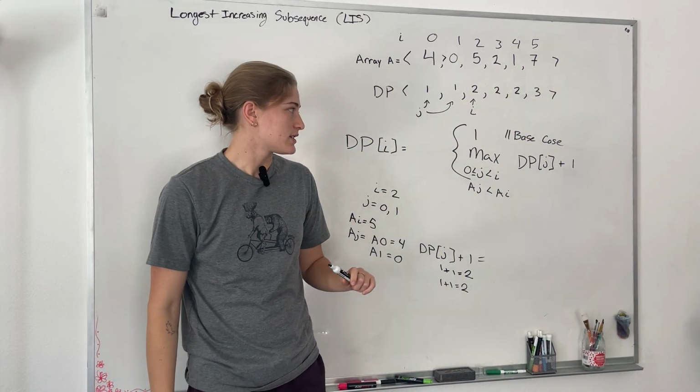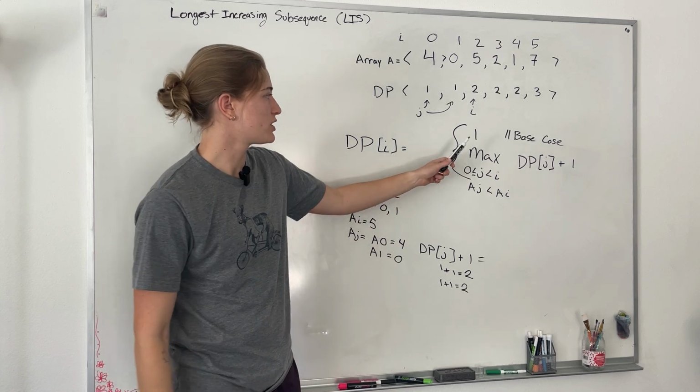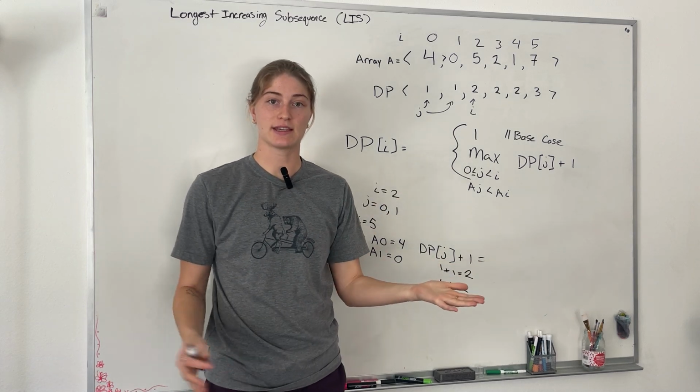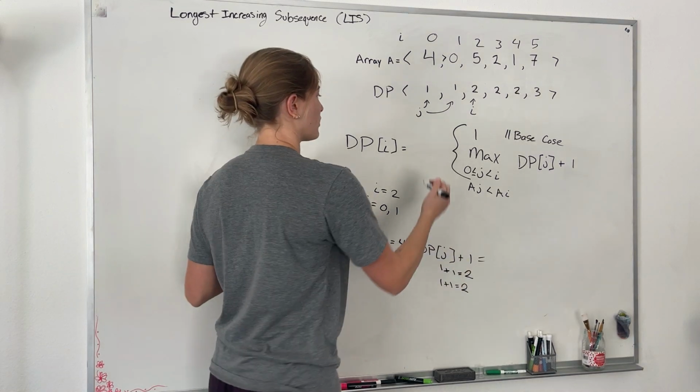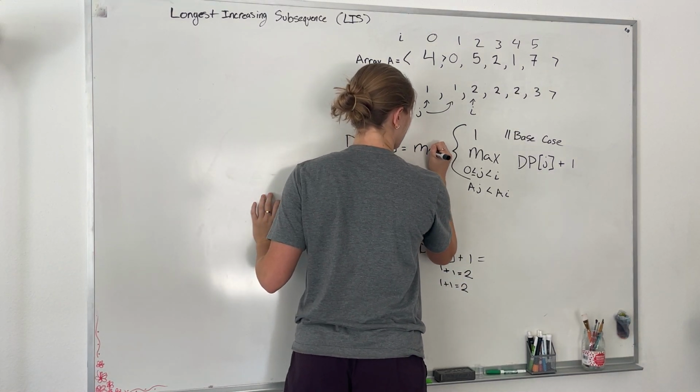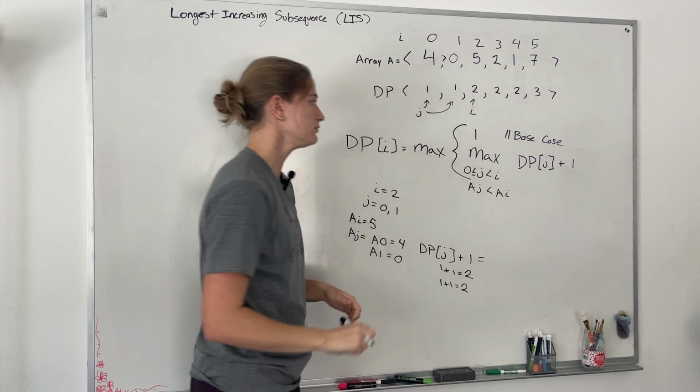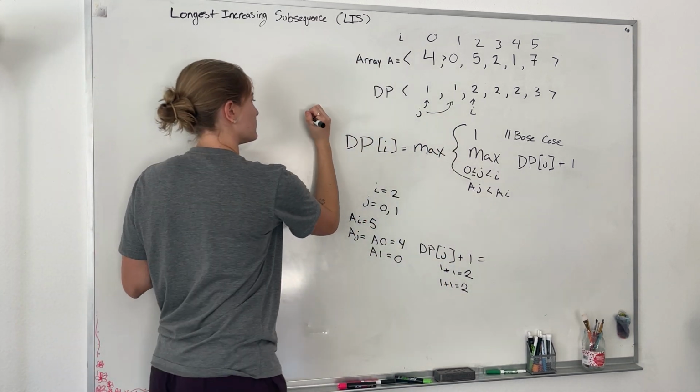So this is our recurrence, but we're not quite finished yet because notice that we have an option. You can either take the base case or you take the max of the j value. So once again, we're going to take the max of this. So this is now our DP recurrence.